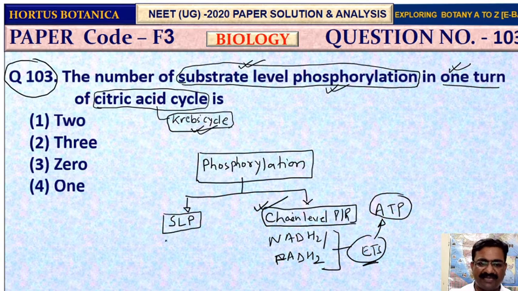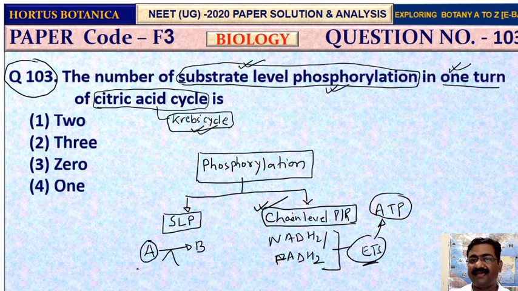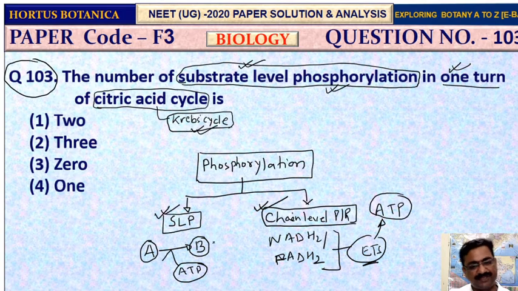But suppose A is there and that is giving the product B, and during this process if you are going to generate ATP directly without ETS, then it is called substrate level phosphorylation.